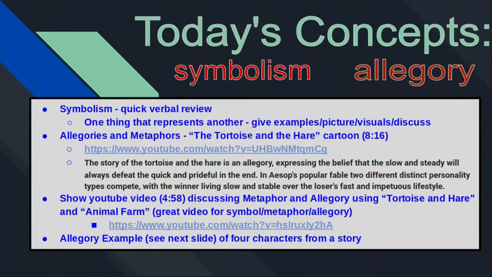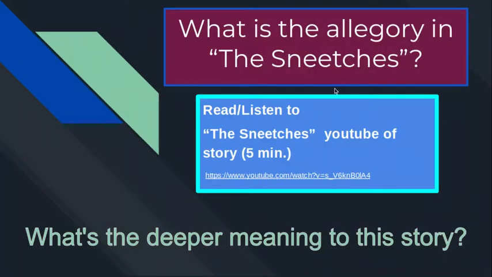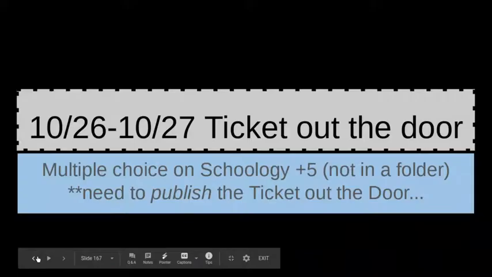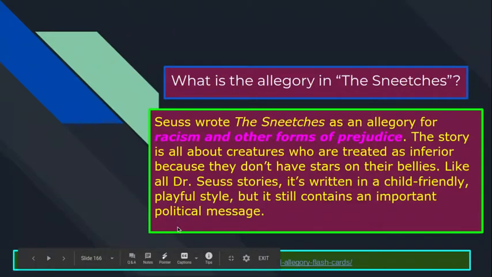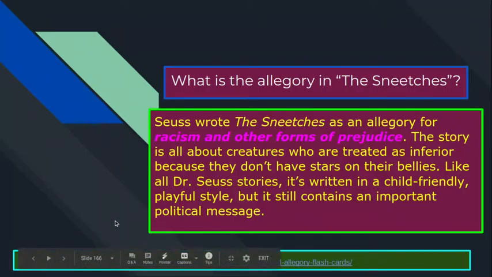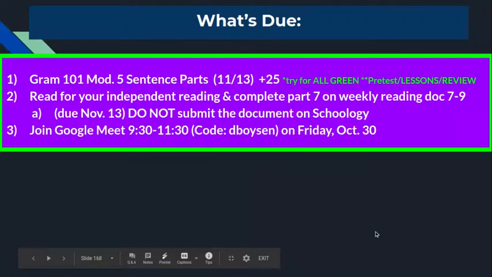And now we're going to watch a little YouTube video. I'm going to stop the video here. We'll be looking at the YouTube video of the tortoise and hare and discussing the allegory that's represented in that little video. And then we will be watching a little YouTube of the reading of the book The Sneetches, and then discuss the deeper meaning of the Sneetches. And then we will complete a little Quizlet right here with flashcards. And then lastly, a ticket out the door after we go over the tortoise and the hare and the Sneetches.